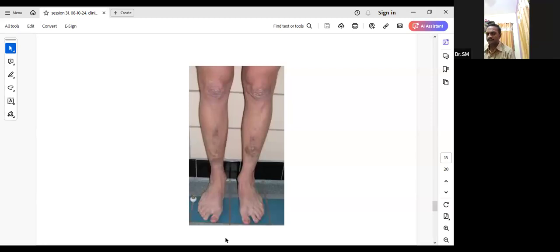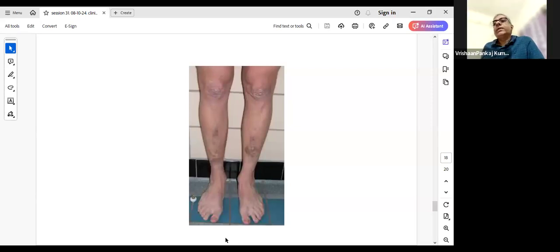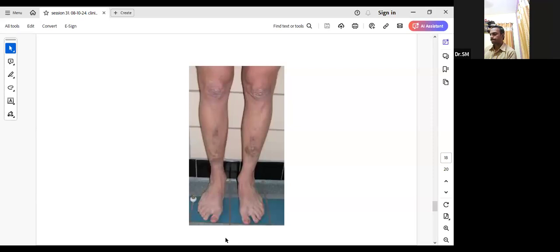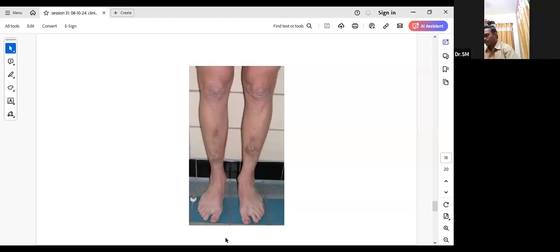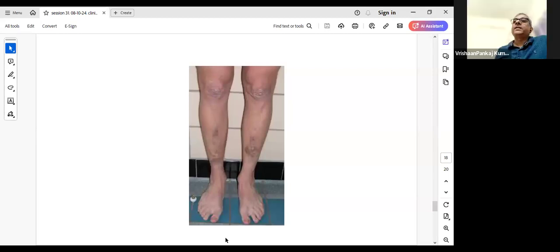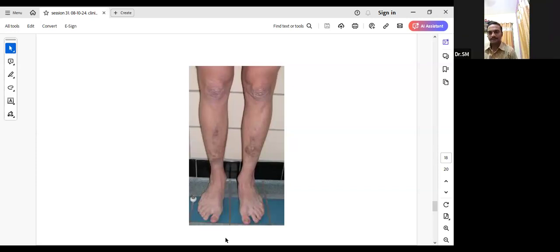Okay. So, any specific advice you want to give for this child? Considering her anthropometry, yeah, weight reduction should be advised. Okay, Doctor, thank you. Yes. Okay. So, basically, this is a case of hypermobility.